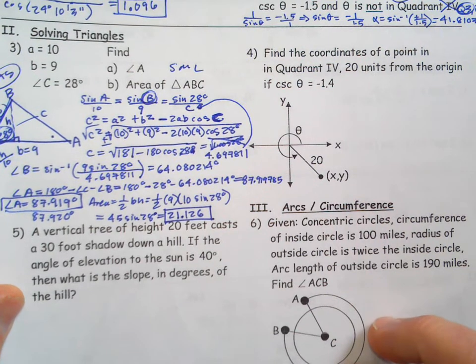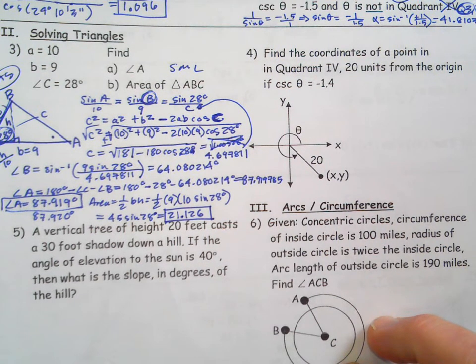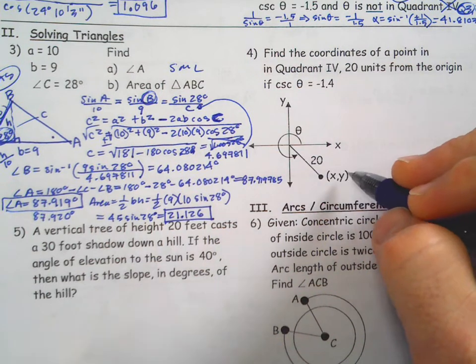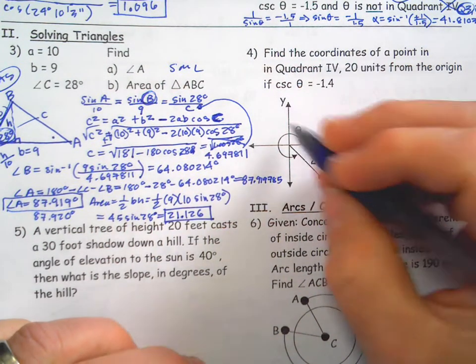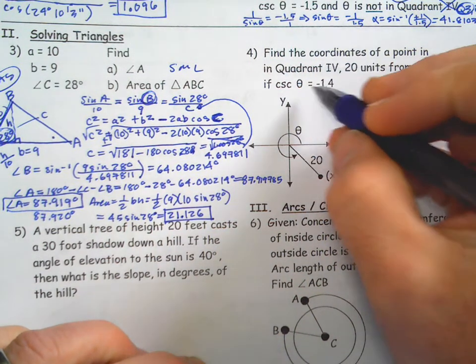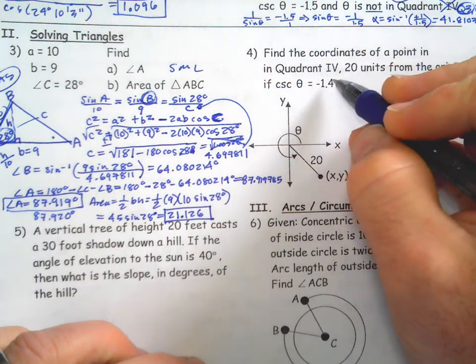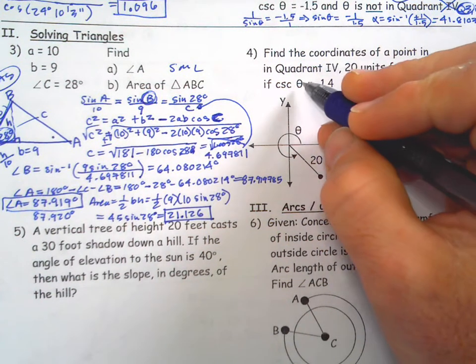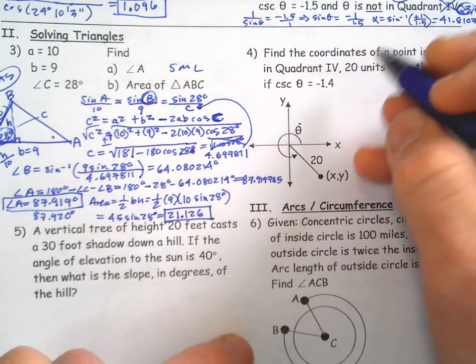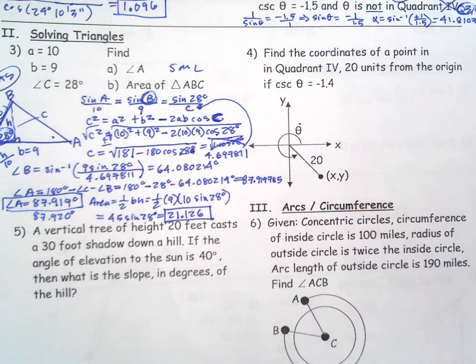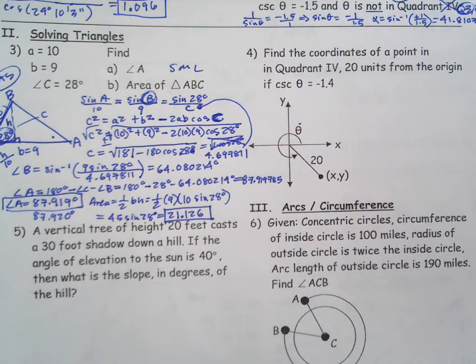Number 4, find the coordinates of a point in quadrant 4, 20 units away from the origin. And so they've given you a nice picture. If they didn't give you that picture, you would draw it. If cosecant theta equals negative 1.4, you're like, okay, well, theta is this theta right here. So let's see if we can solve for that angle.